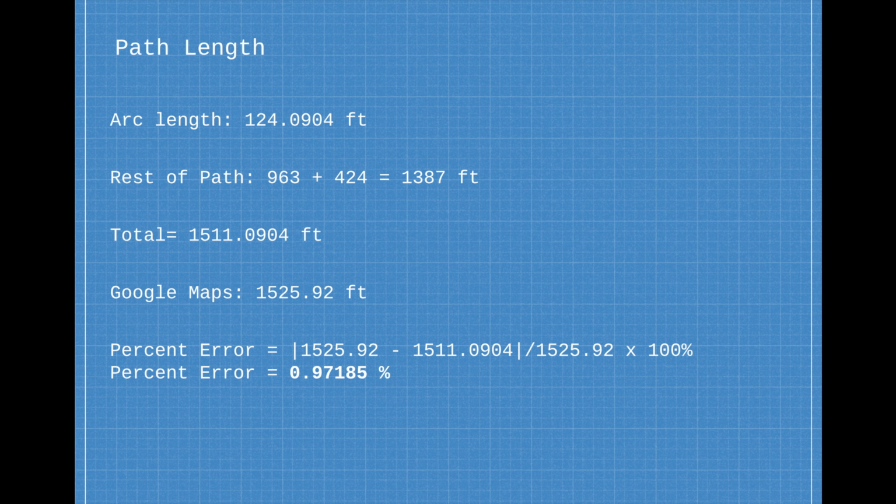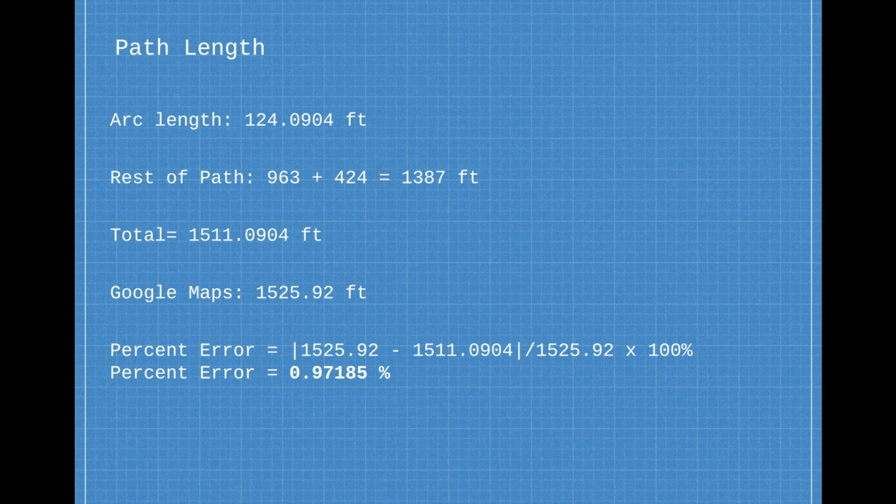Later I used the ruler tool, as I mentioned before, to measure the straighter portions of the path, and then I added that all up to my arc length, which came out to be 1511.0904 feet. Google Maps actually gave me a length that was a little bit greater, which came out to be 1525.92 feet. This overall gave me a percent error of 0.97185%, which is actually pretty small.